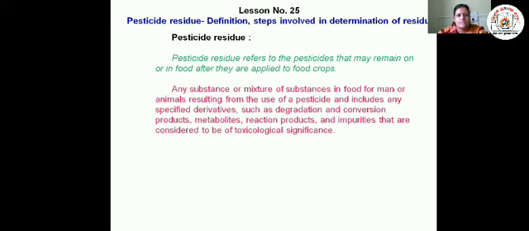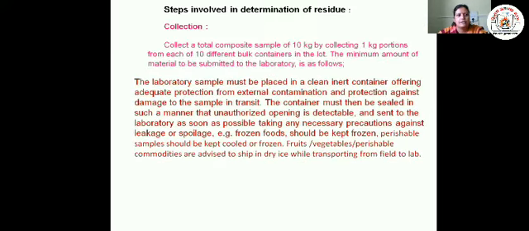It is any substance or mixture of substances in food for man or animal resulting from the use of a pesticide, and includes any specified derivatives, such as degradation and conversion products, metabolites, reaction products, and impurities that are considered to be of toxicological significance. What are the steps involved in the determination of the residues?